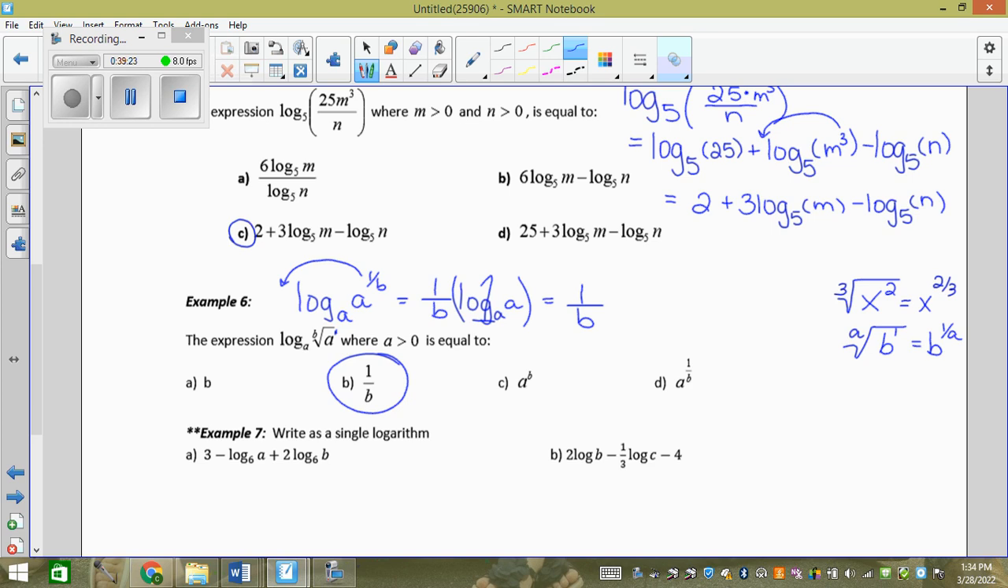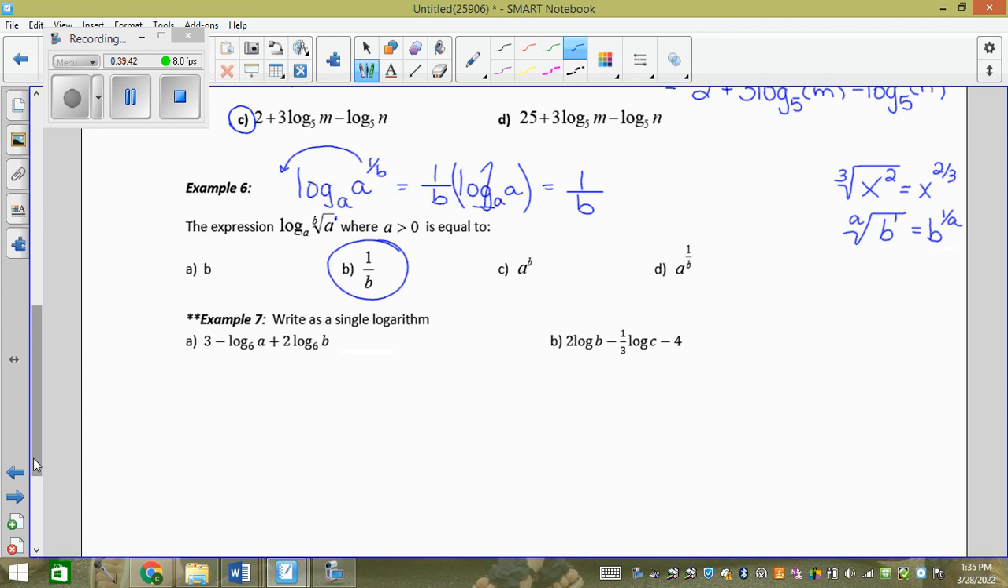Example 7 I starred because it's hugely important to be able to do example 7, not for today's homework, but for tomorrow's, to be able to solve. We go to solve logs. I want you to write this as a single logarithm. Currently, I have log base 6, and something without a log base 6.